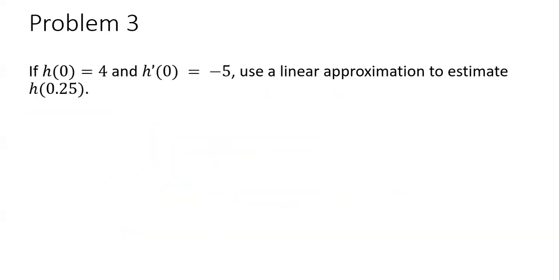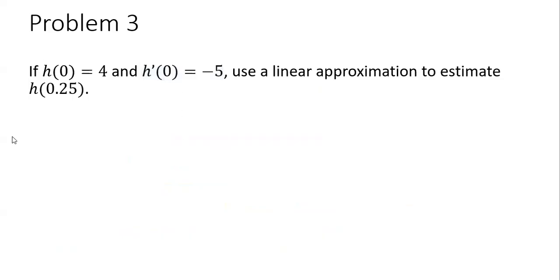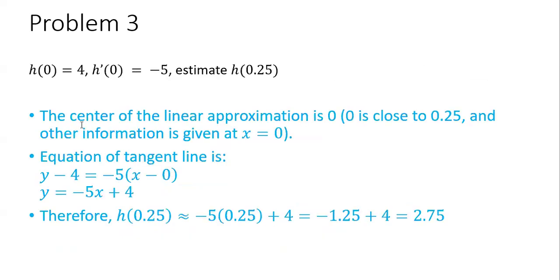Okay, if h of 0 equals 4 and h prime of 0 is -5, so there's extra spacing here for some reason, okay, use a linear approximation to estimate h of 0.25. Okay, so hopefully you try this yourself. So what do we need to do? We need to find the equation of the tangent line at x is equal to 0, because the center of the linear approximation is 0.